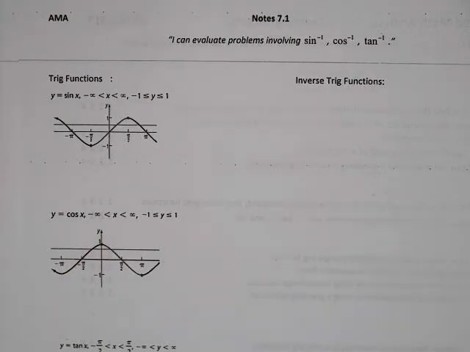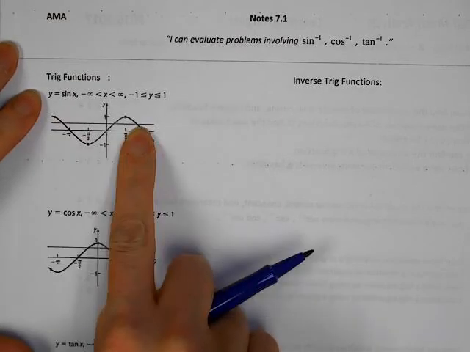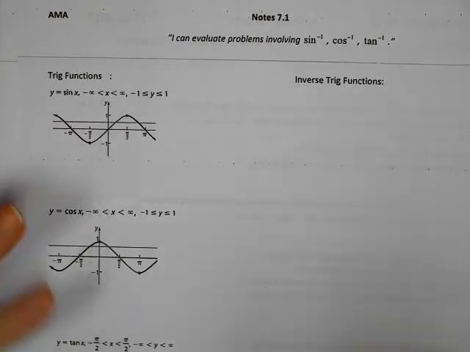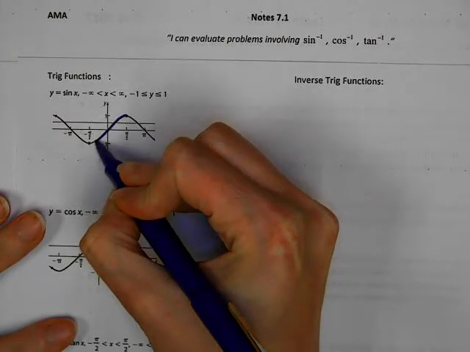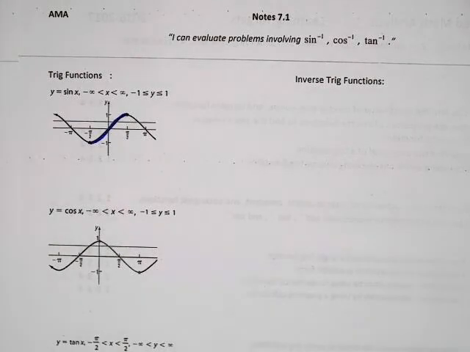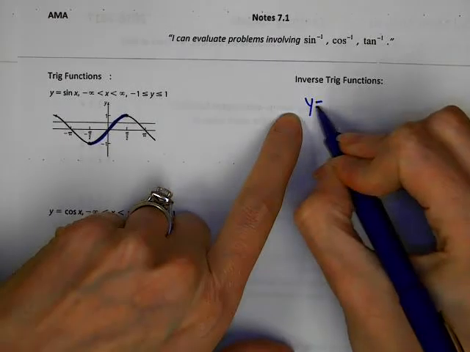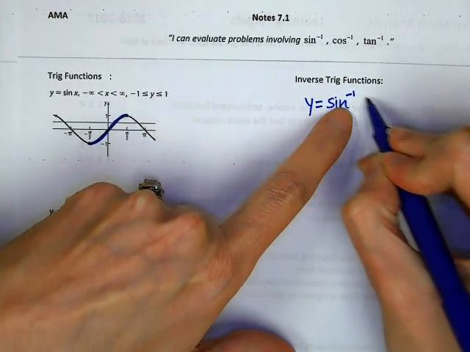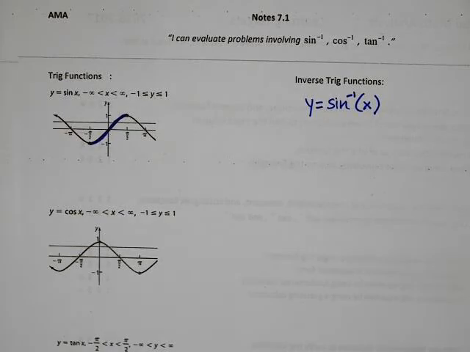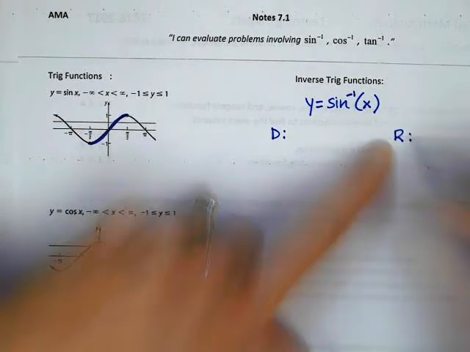Okay, so let's start by looking at the graph of y equals sine of x. Here's the problem. It doesn't pass the horizontal line test, which means the inverse is not a function. So what mathematicians do is we isolate just a certain portion of the sine curve, and we say, well, on that interval, the inverse is a function. Okay, and we're going to call this y equals sine -1 of x. That's inverse sine.